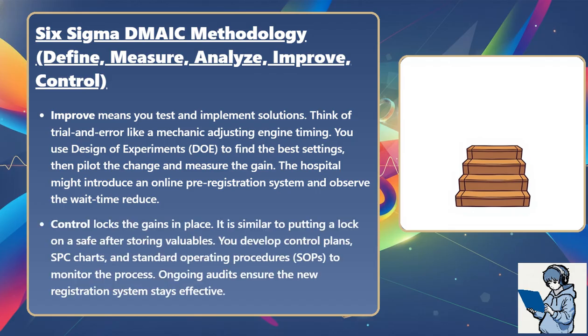Control locks the gains in place. It is similar to putting a lock on a safe after storing valuables. You develop control plans, SPC charts, and standard operating procedures to monitor the process. Ongoing audits ensure the new registration system stays effective.